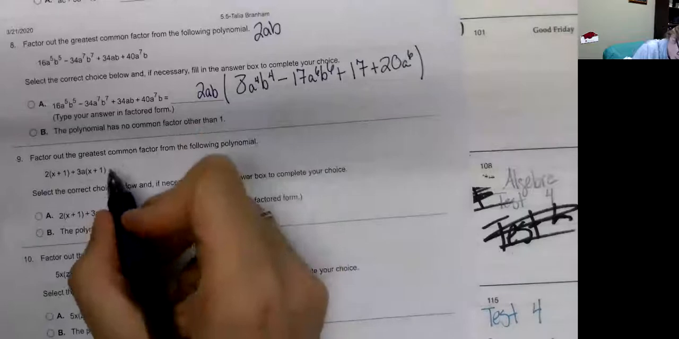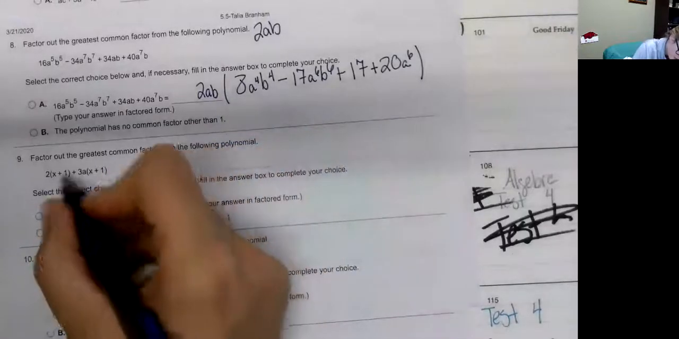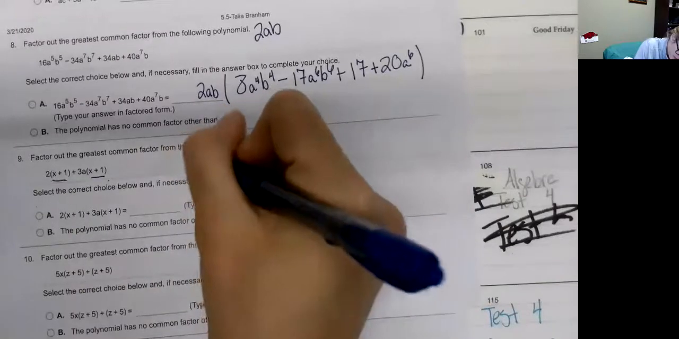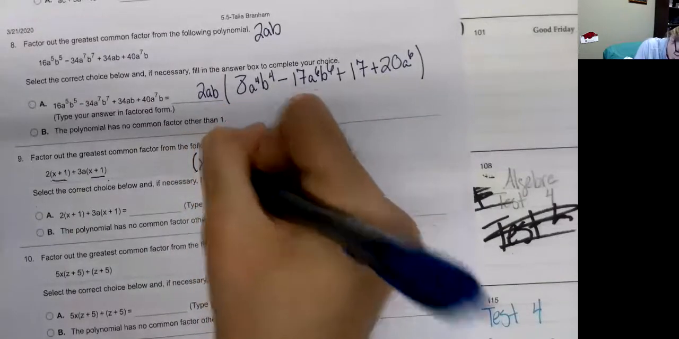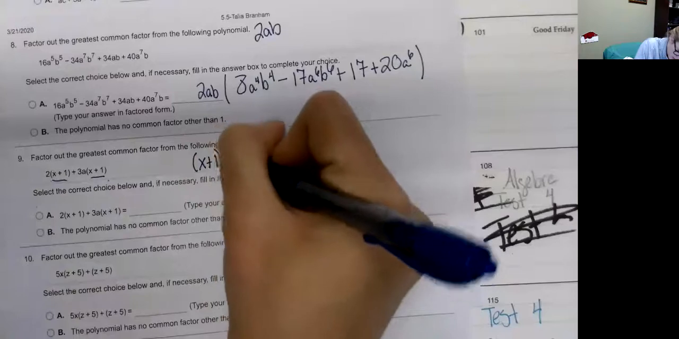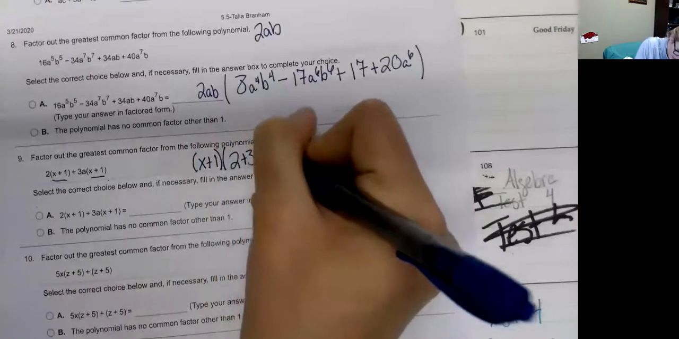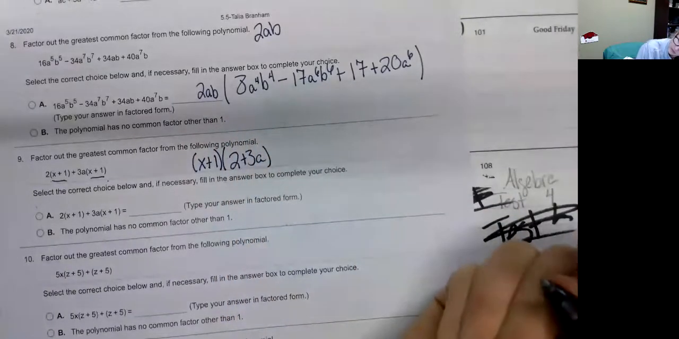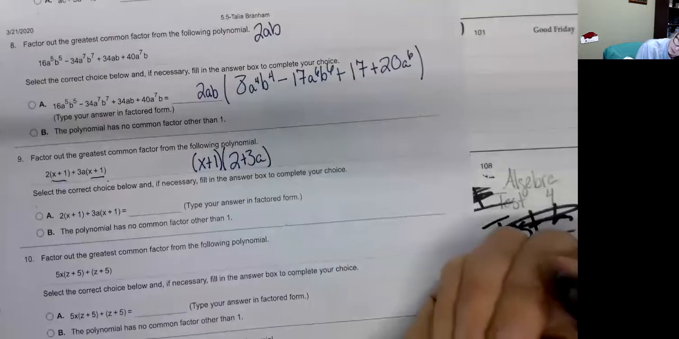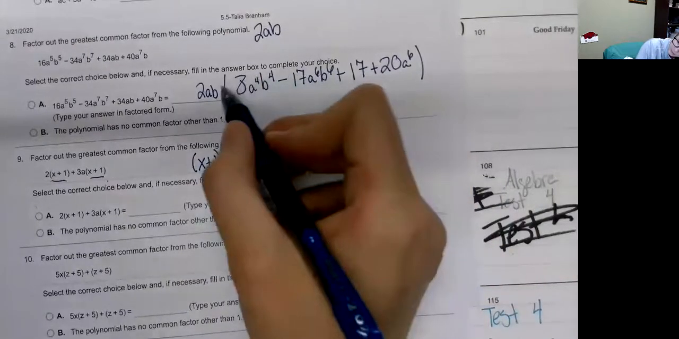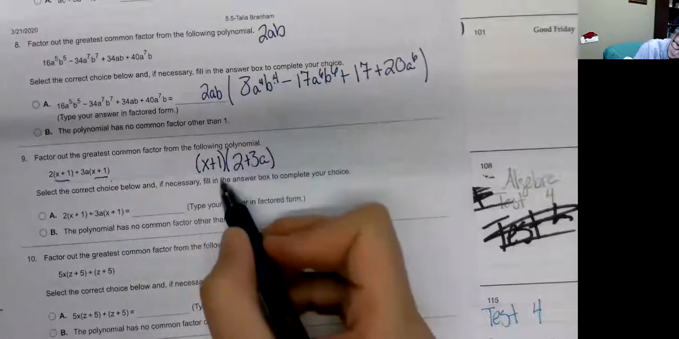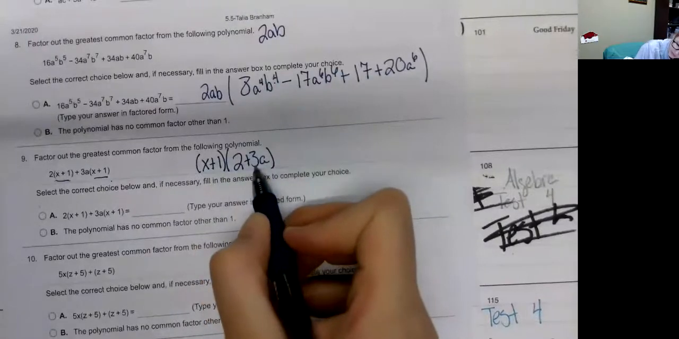On this one, factor out the greatest common factor. What they both have in common to factor out is this x plus 1. So we'd have x plus 1 times 2 plus 3a. Because before, what we'd factor out, we'd multiply by the rest of it. So we still have to multiply by the rest of it.